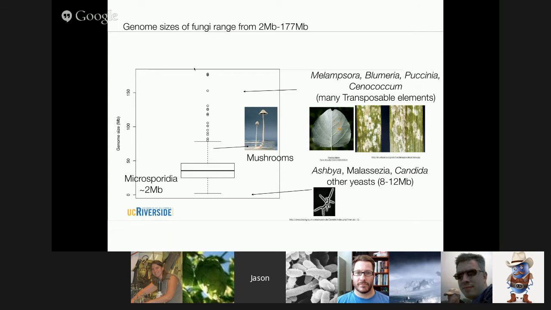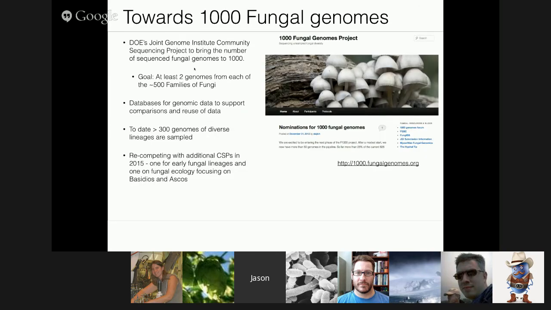So we see variation in size, and one question, of course, would be, does complexity correlate with that? And we have one example we test that I'll get to in the talk. So to generate these data, of course, there's lots of different efforts that have gone on.